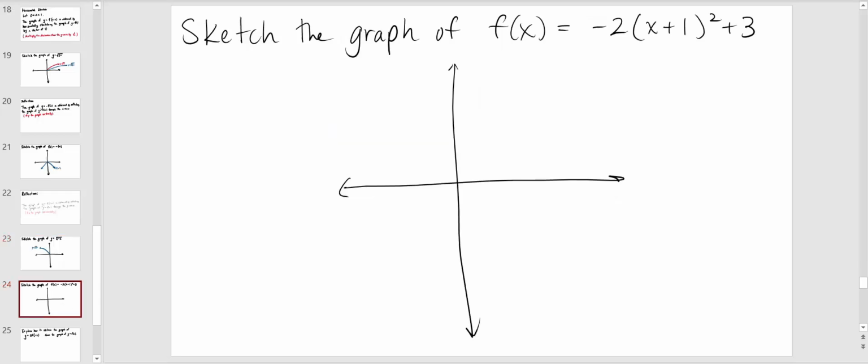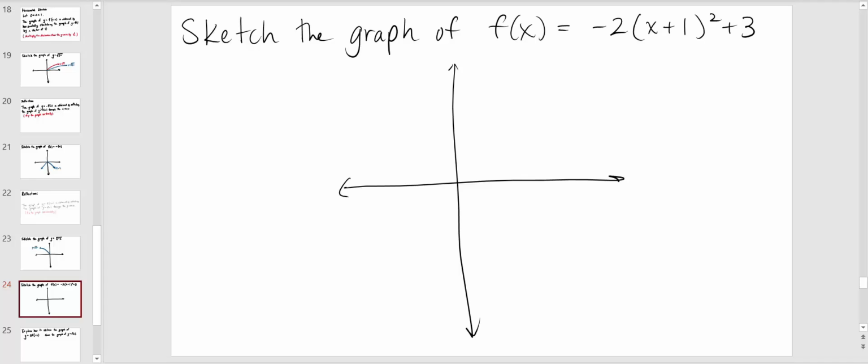Okay, let's do a humdinger where we just put all this together. Sketch the graph of f of x equals -2 times the square of x plus 1 plus 3. I see 4 different transformations here. We've got a horizontal effect here where we're adding 1 directly to the variable. We've got a 2 multiplied on the outside, and we've got a negative multiplied on the outside. Those are 2 vertical effects, and then adding the 3 is also a vertical effect.